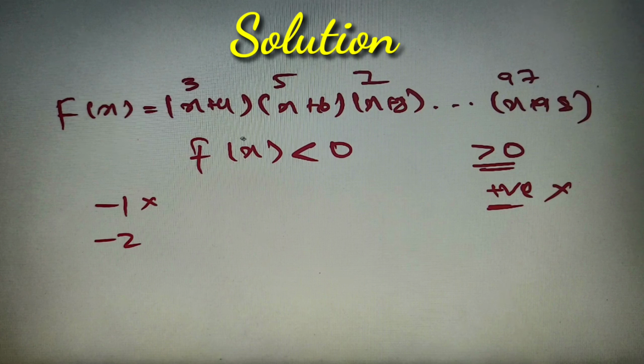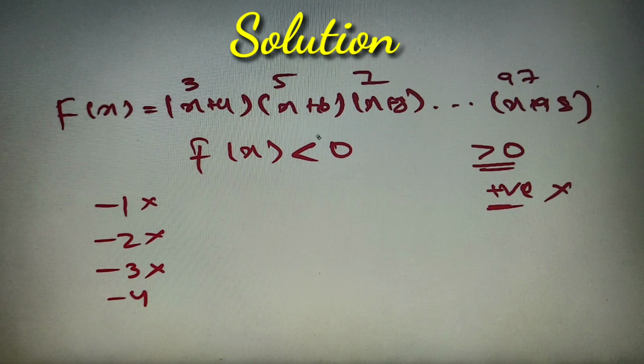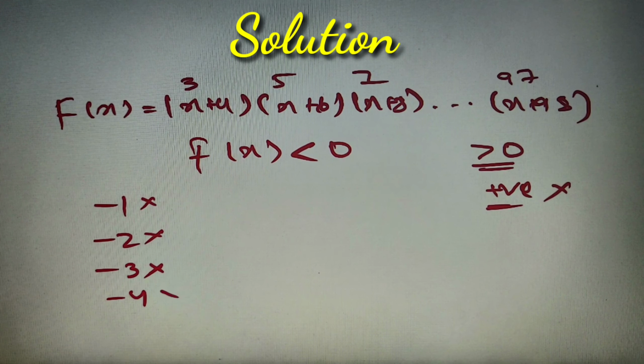Now we'll move to minus 2. If we put minus 2 as well, the solution is positive, so we'll not take minus 2 as well. Same for minus 3, and when we put minus 4, the result is 0, but we have to take f(x) less than 0. So we can remove minus 4 from our solution.